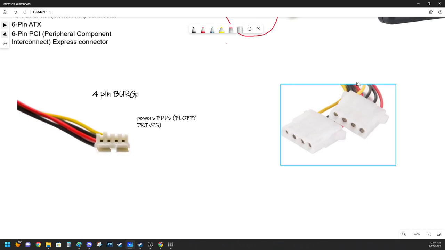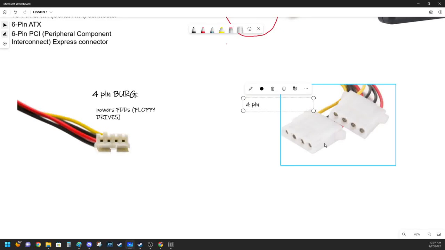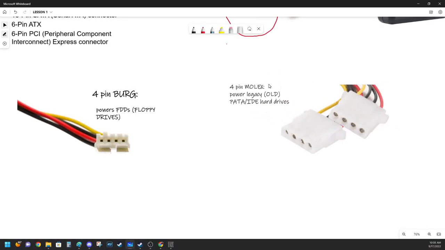This plug on the right, the power supply connector on the right, is also considered a bit legacy, but it is still heavily used. Anybody know what this one is? The Molex. Now, its original function was to power legacy, which means old, hard drives. PATA/IDE hard drives, which we have a whole section of hard drive technology to discuss later. So no stress on that yet. But its main job was to power old school hard drives and old school DVD drives.